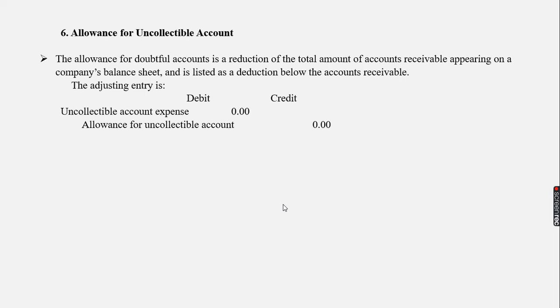So, ang adjusting entry mo is uncollectible account expense, we have, and the credit is allowance for uncollectible accounts. Okay, expense mo na yun, uncollectible account expense. So, that is considered your expense kasi hindi mo na siya masisingil. So, ililess mo lang siya sa pautang mo sa accounts receivable mo.